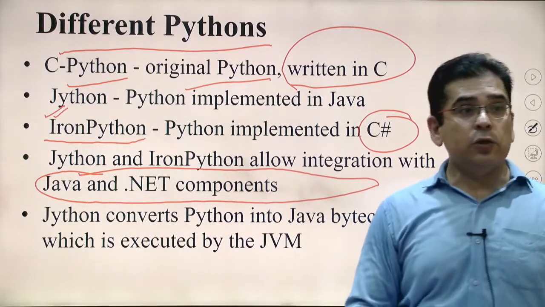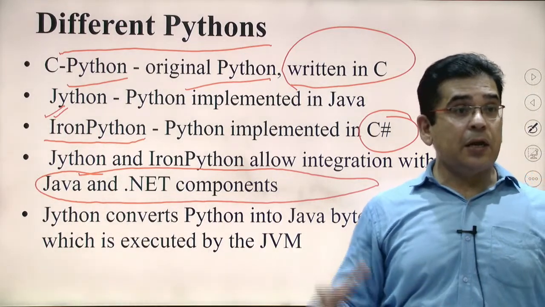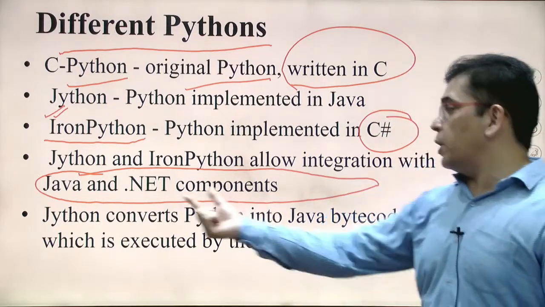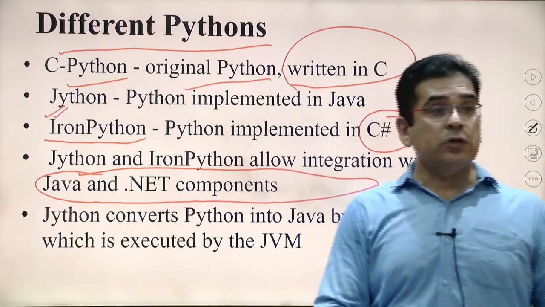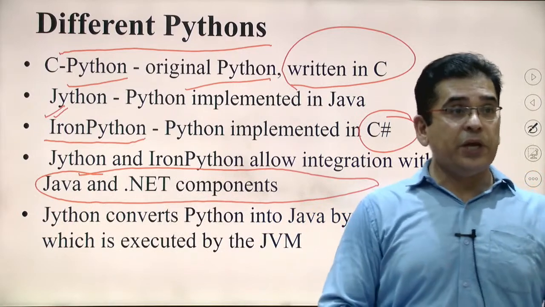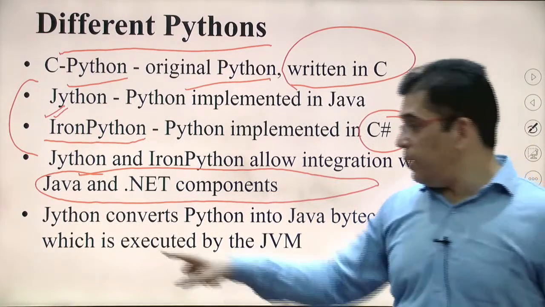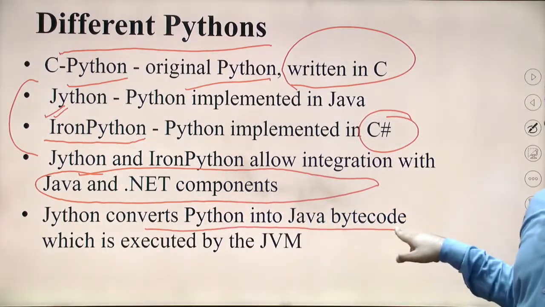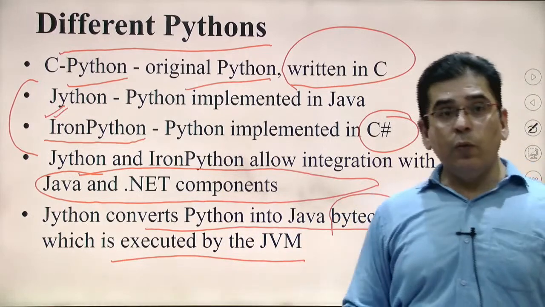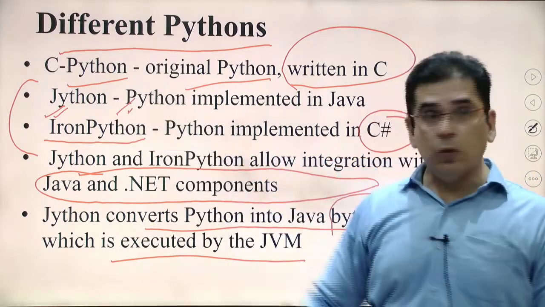The above two Pythons, Jython and IronPython, provide compatibility with Microsoft products or Sun Microsystems products. The Microsoft product is .NET technology and the Sun Microsystems product is Java. So if you want to embed Java and .NET applications within your program, then Jython and IronPython are used. Jython converts Python into Java bytecode, also called virtual code, which is executed by the JVM. So if you want to integrate Python with Java, then you have to choose Jython.